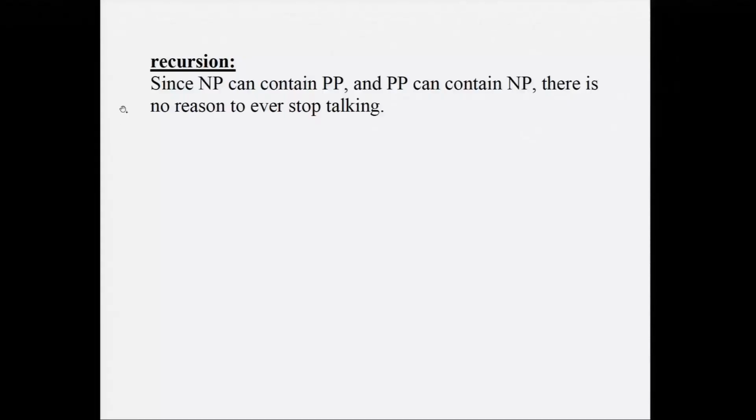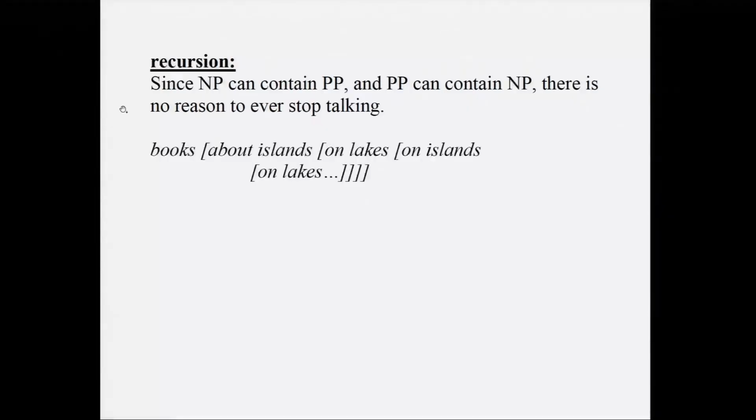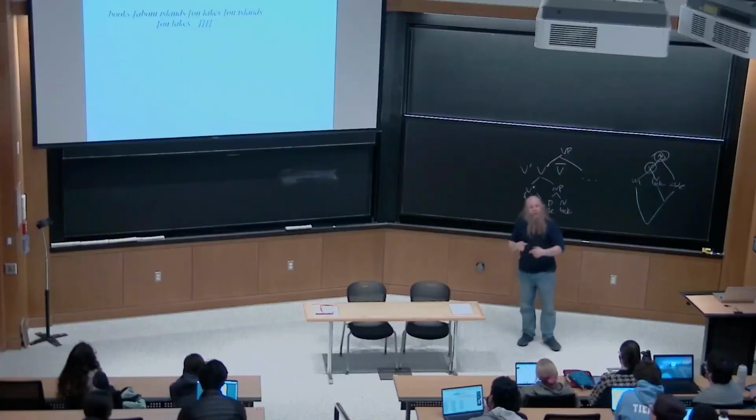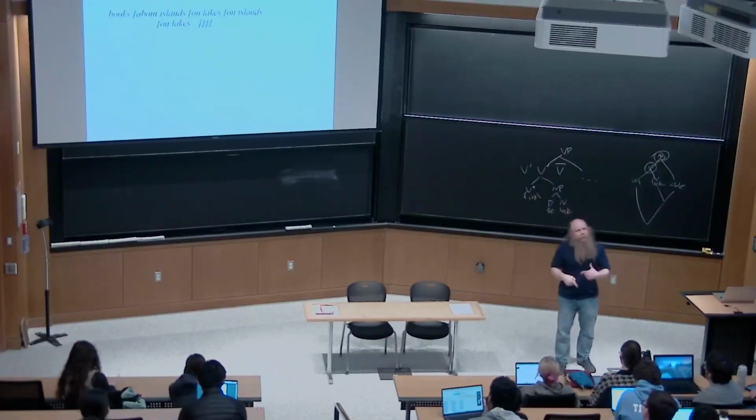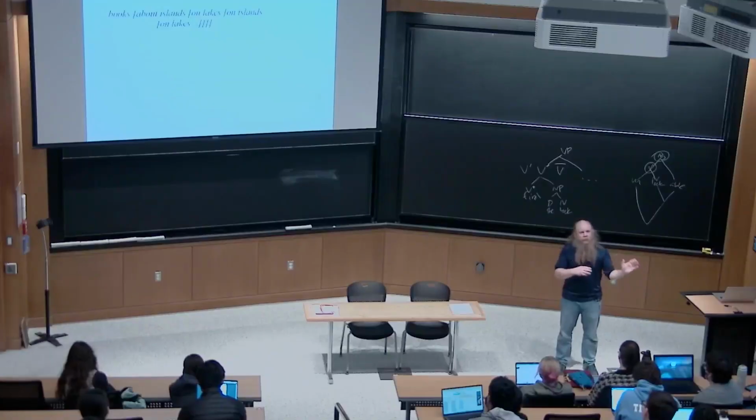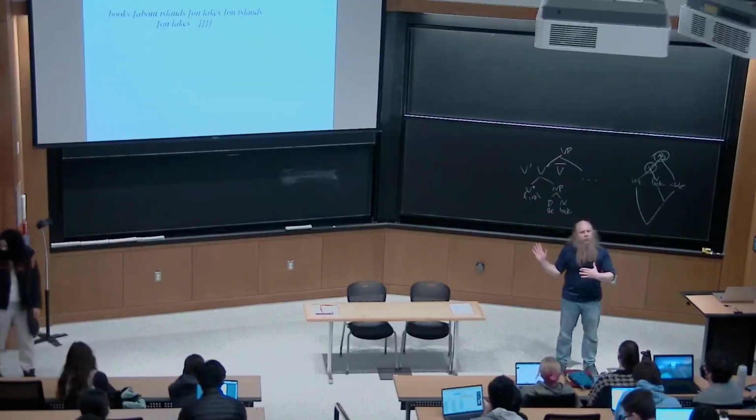Here's another case of this. You can have a book about islands. You can have a book about islands on lakes. You can have a book about islands on lakes on islands. You can have a book about islands on lakes on islands on lakes, and so on. Eventually, you will run out of things that your book can be about if you keep repeating this. But that is a fact about geography. And this is not a geography class.